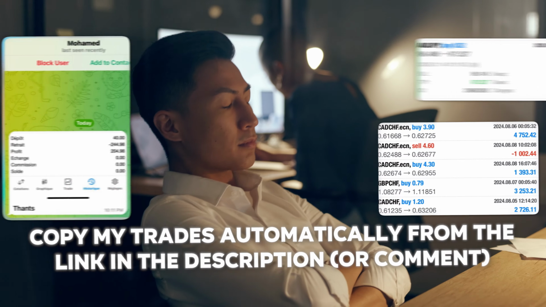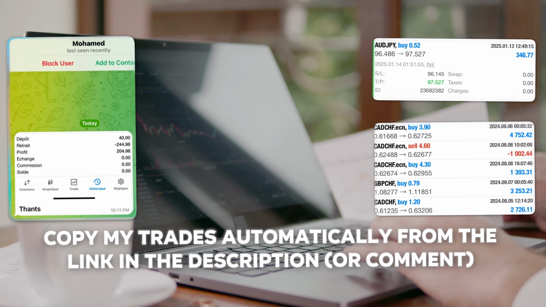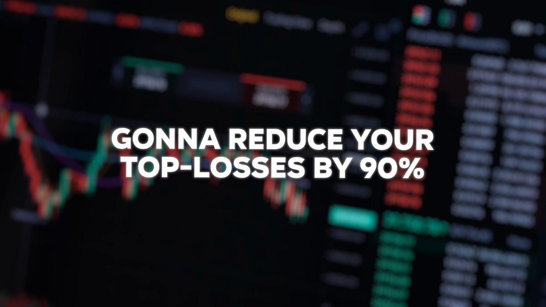I did an experiment and increased my balance 14 times in just 2 trades. It took me about a couple of hours to analyze, and it took me 36 hours to make that increase. I'm gonna show you a trick that's gonna reduce your top losses by 90%.